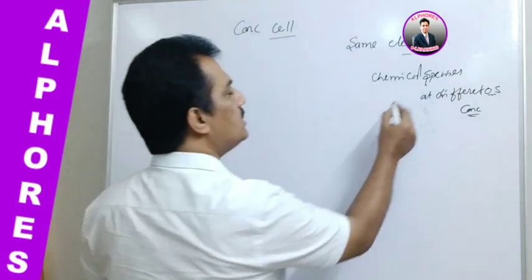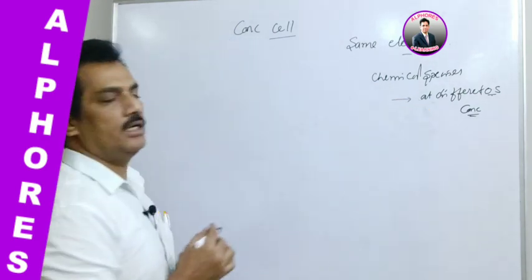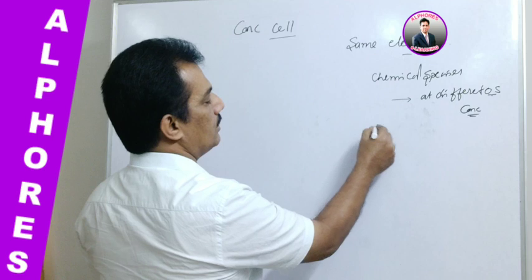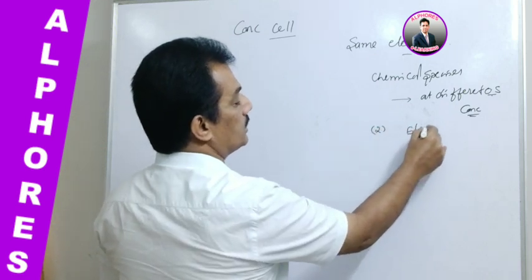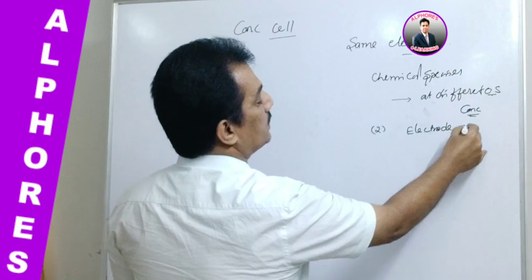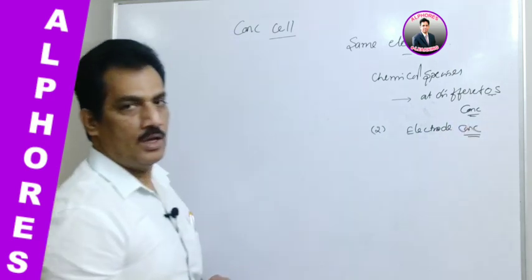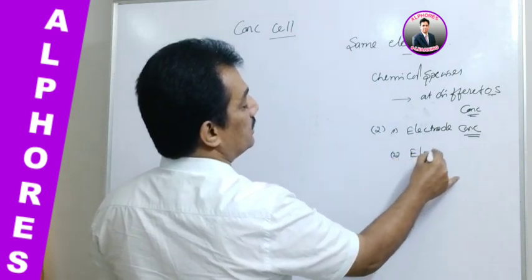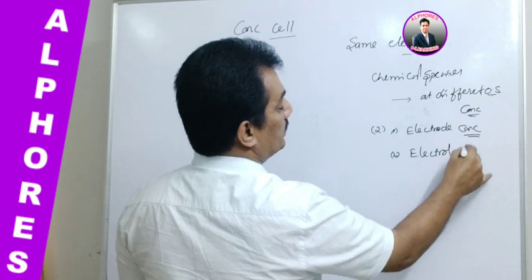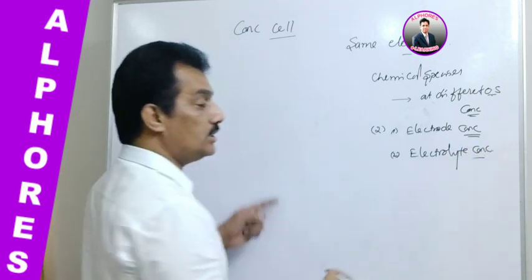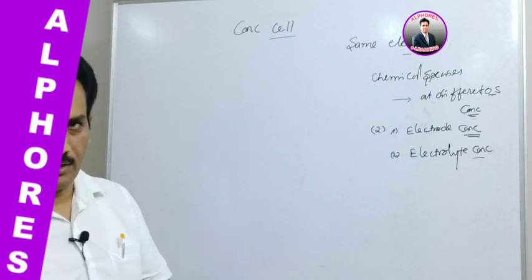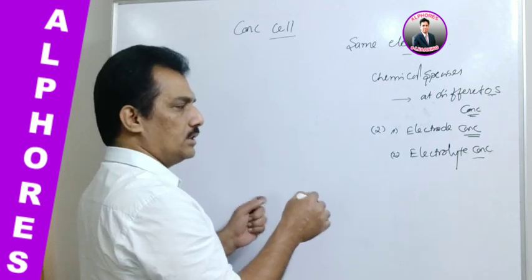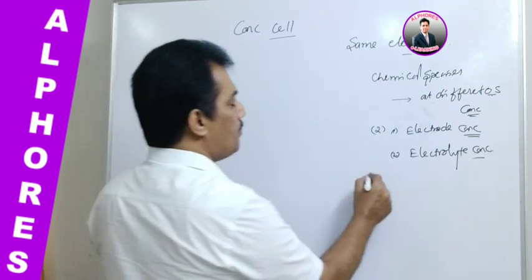And now the difference in concentration, where we can create that difference, depending on that, we already know the concentration cells are of two types. They are electrode concentration cells, where the electrode concentration is different, and the second one is the electrolyte concentration cell, where the concentration of the electrolyte is found to be different. Clear?